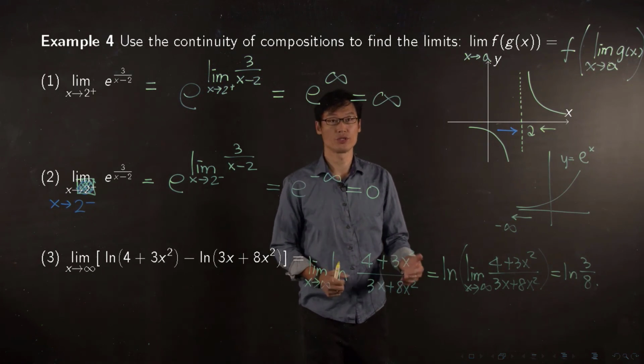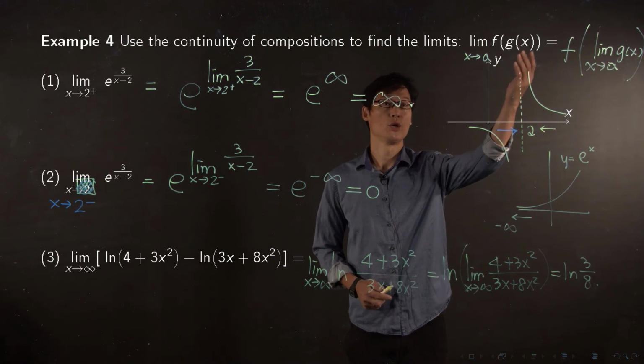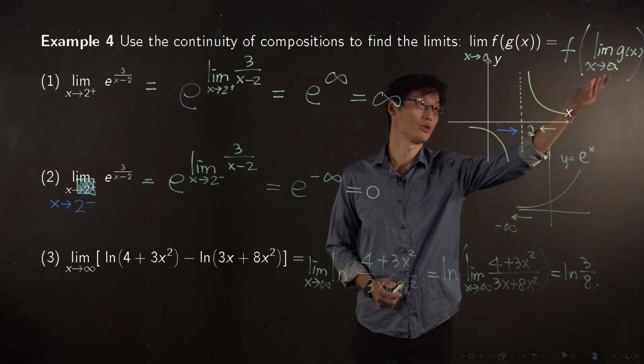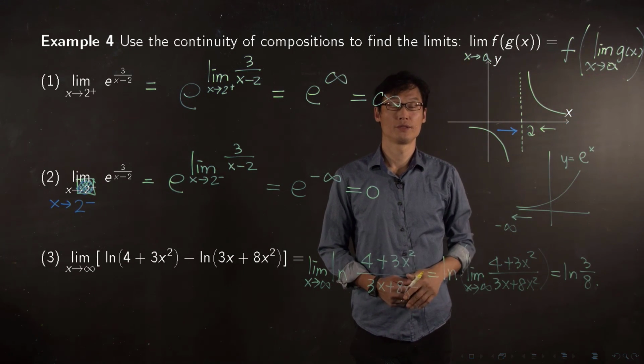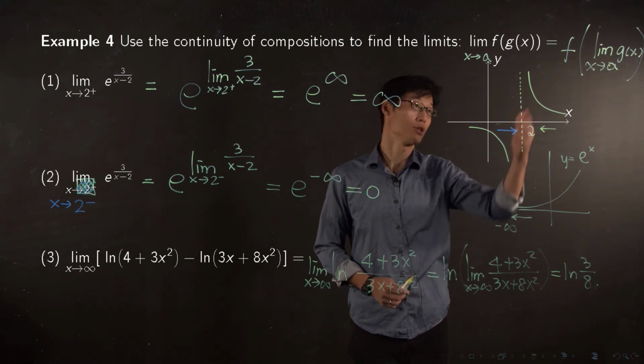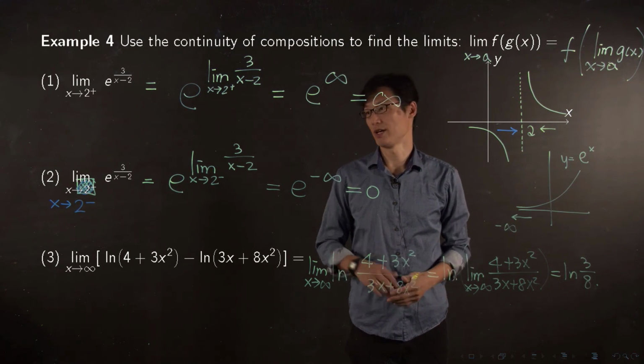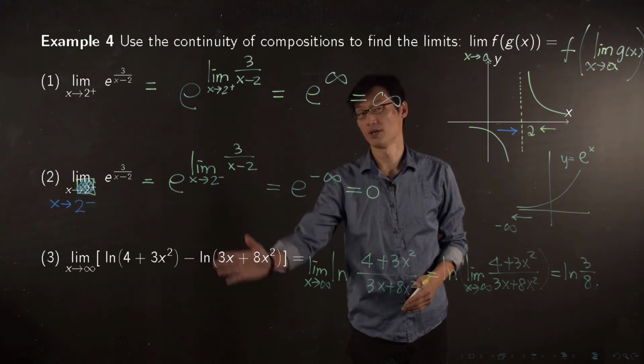So we use the nice property of limit. When two functions are continuous, we can use this nice property. So using the nice property of continuity, we can find the limit of a composition of functions.